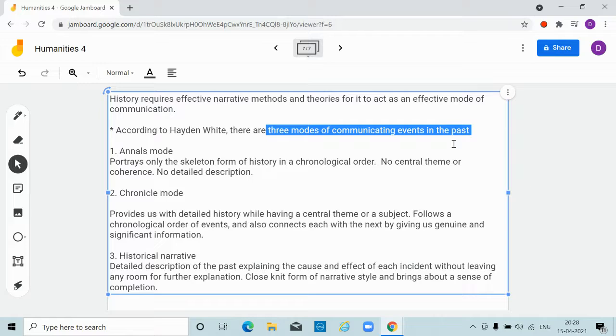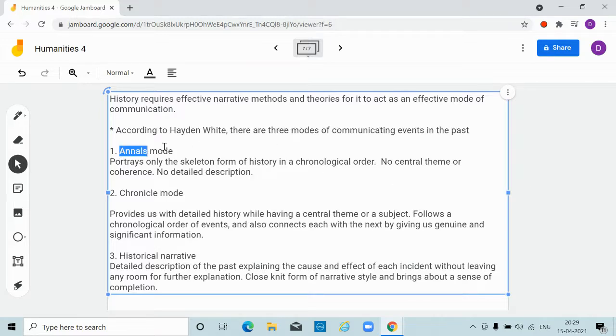Now, we'll take the example of the history of India, and we'll take a look at how the history of India can be narrated through these. We'll talk about the Indian independence movement in the history of India, and we'll see how that independence movement and the related events can be narrated through these three different modes.